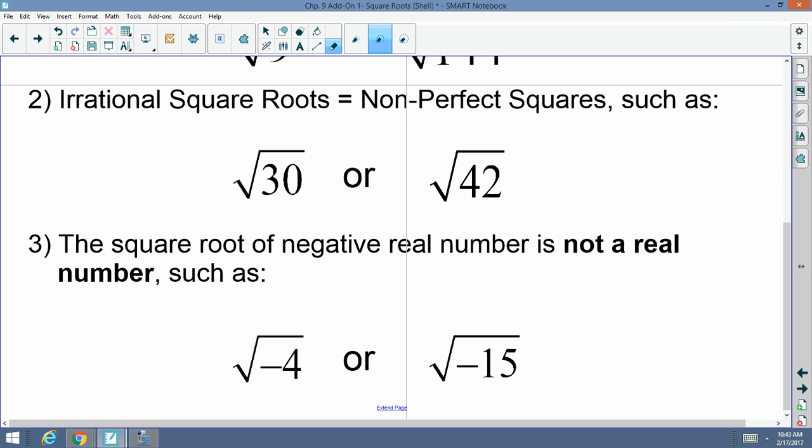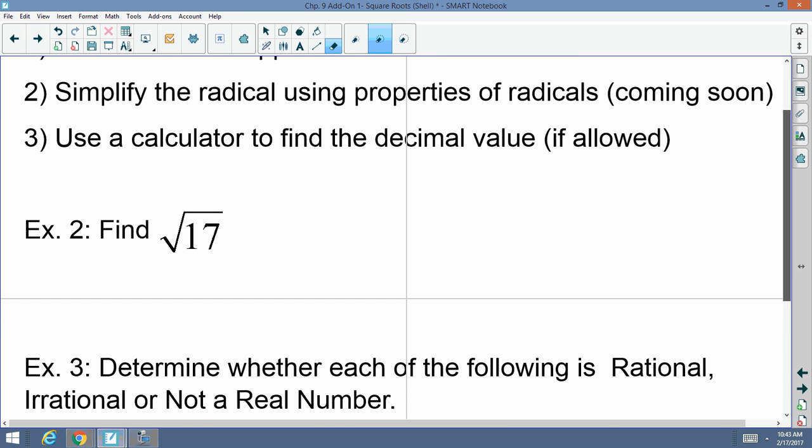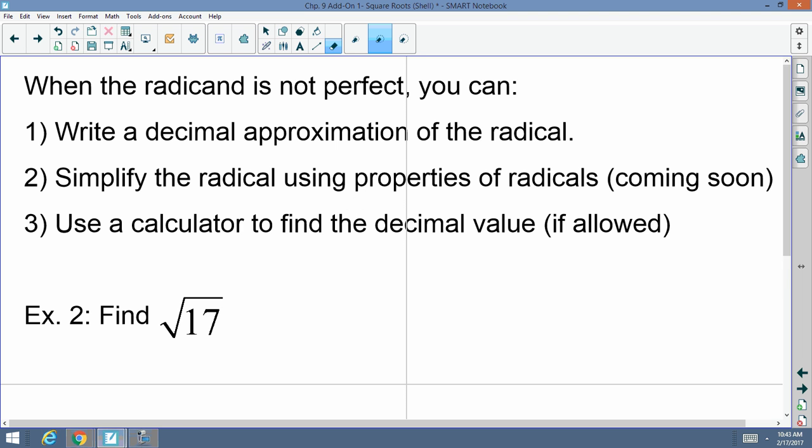We're good? Okay. Now, when a radicand is not perfect, you can write a decimal approximation of the radical. You can simplify the radical using properties of radicals, coming soon. Or you can use a calculator to find the decimal value if allowed. First of all, let me show you how to do this with decimal approximation because it's pretty useful, and I train my kids to use this on the SAT just to get an idea of where the answer could be. So I want to find the square root of 17.